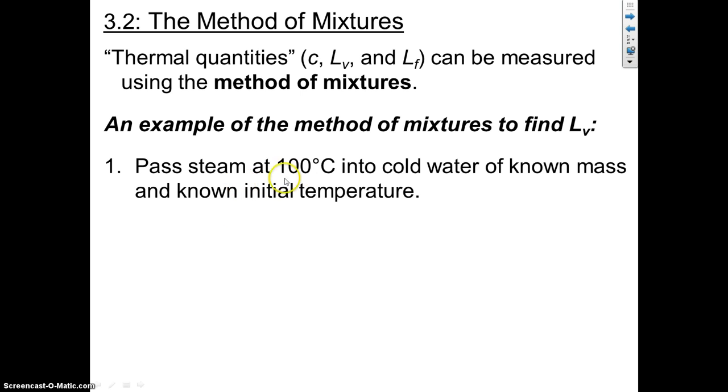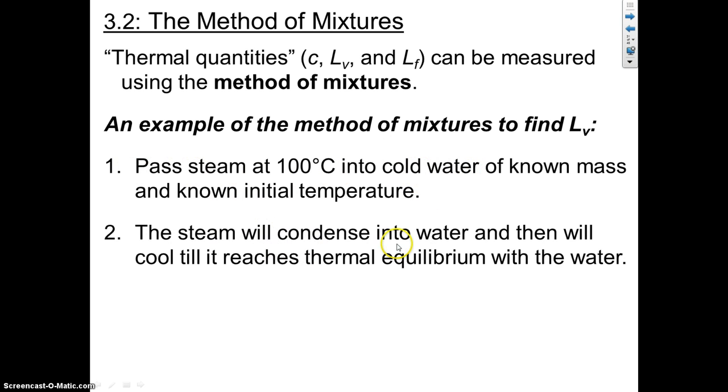First step, heat up some water until you have steam. Then pass that steam, which we know to be at 100 degrees, into cold water of known mass and known initial temperature. So you have an insulated cup with cold water. Before passing in the steam, you measure the mass and the initial temp of the cold water, and then you pass in the steam. The steam will condense into water, right? The 100 degree steam condenses into 100 degree water, and then the 100 degree water cools as it mixes with the cold water until thermal equilibrium is reached.